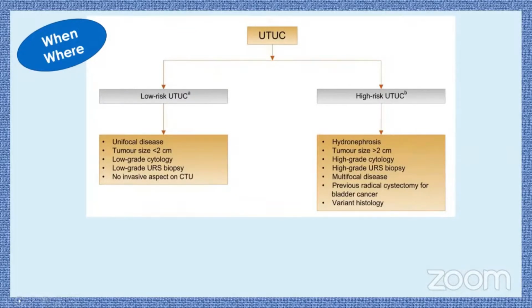The second, and most important biology in our practice, is the high-risk biology, which has obstructive symptoms such as hydronephrosis, tumor size more than 2 centimeters, high-grade urothelial biopsy, multifocal disease, and some variant histology. Next.